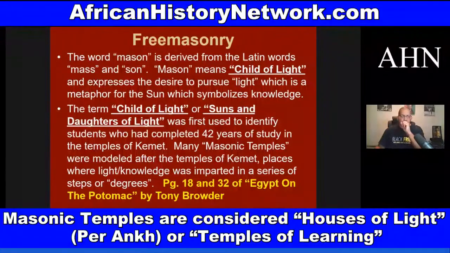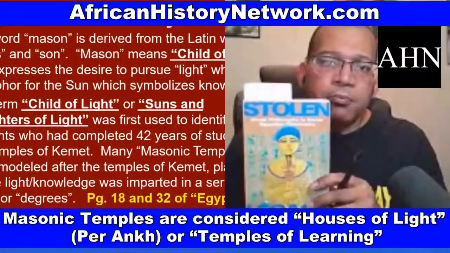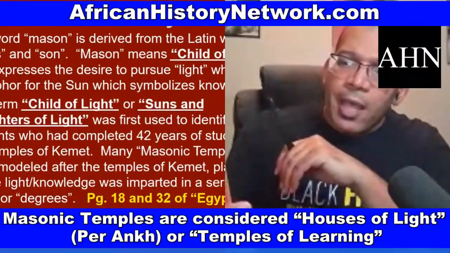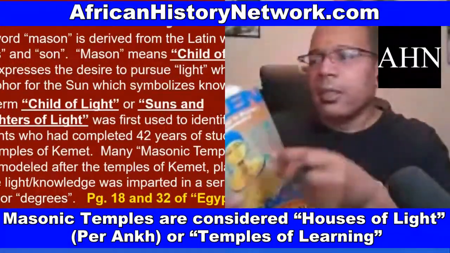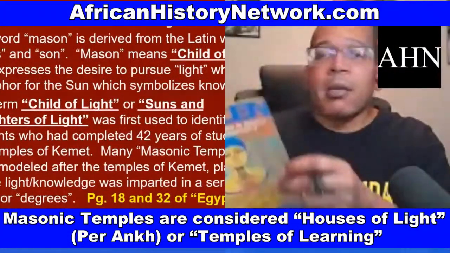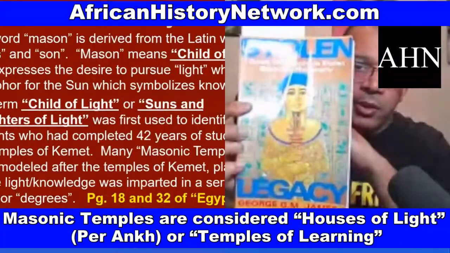When you read Stolen Legacy by George G.M. James, here's a copy of it right here, you learn that Greek philosophy is stolen Egyptian philosophy. This is an old copy that I got December 8th, 1993, when I was in college.